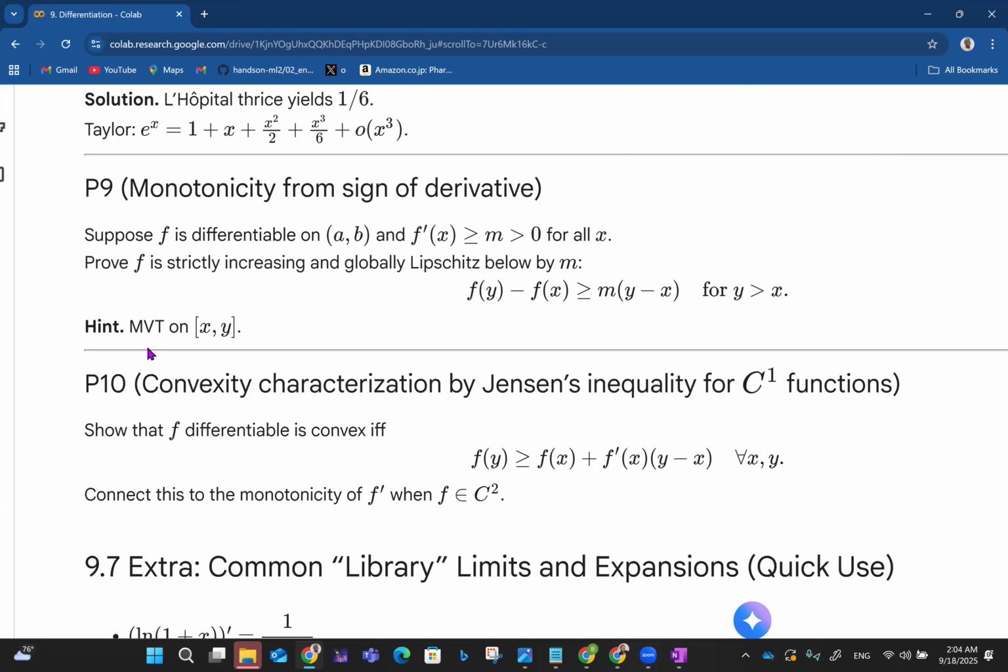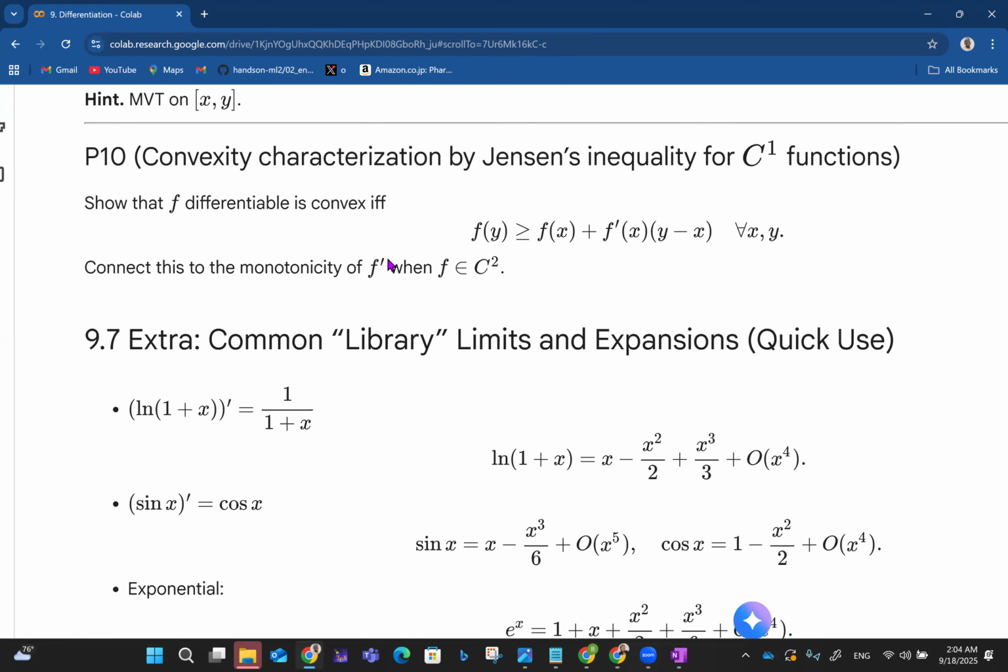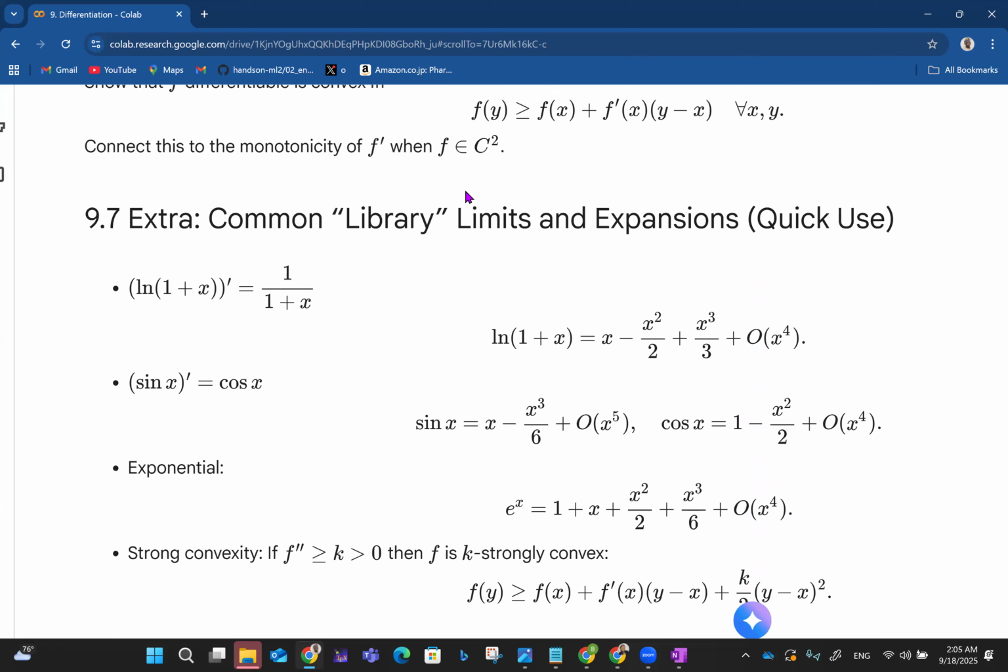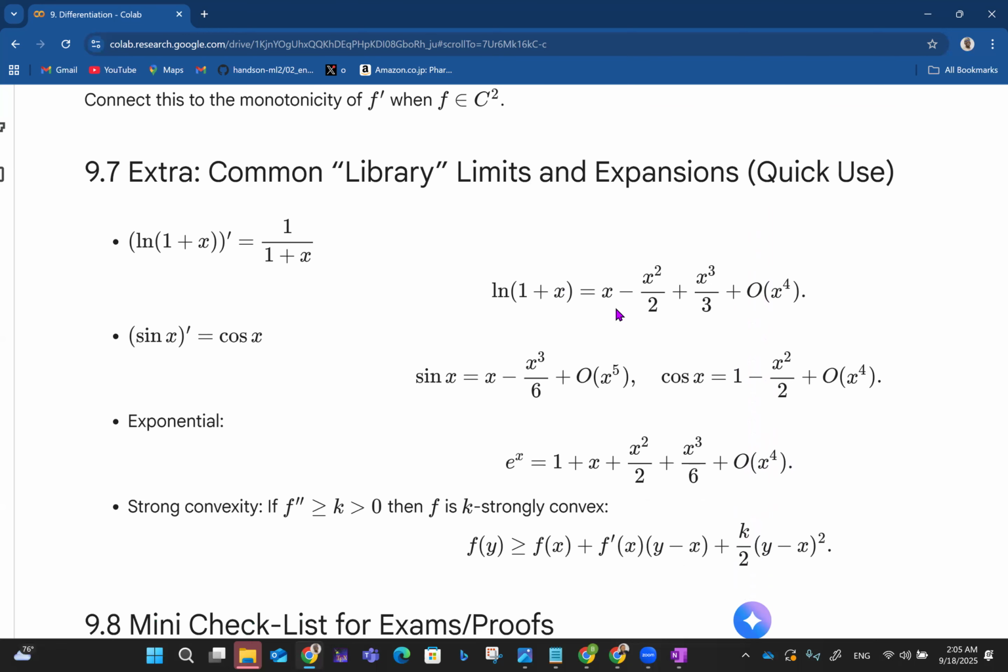So the hint is to use the mean value theorem on x comma y, and then you get the idea. Then convexity characterization by Jensen's inequality for C1 functions. Show that f is differentiable, is convex, if and only if you have this expression, and connect this to monotonicity of f prime when f belongs to C2. So I think C2 should mean doubly differentiable or something like that.